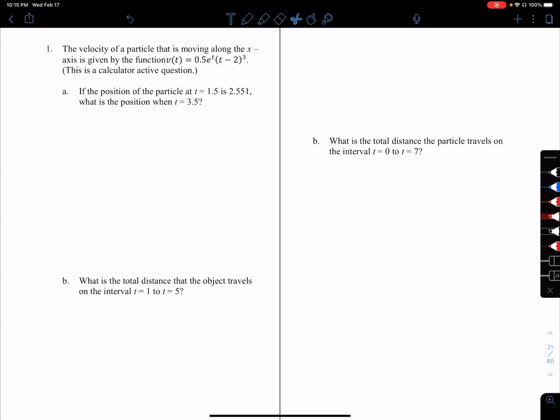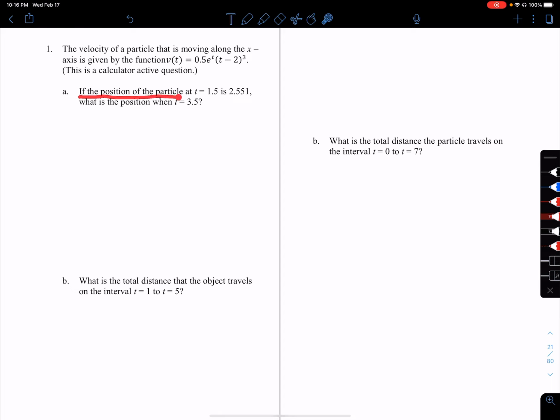AP Calculus AB, we're looking at the fundamental theorem of calculus and particle motion, and this video is going to focus on applying this analytically. The velocity of a particle that is moving along the x-axis is given by the function v of t equals 0.5 e to the t times 2 minus t cubed. This is a calculator active question. At this point, we have no idea how to integrate this. That's why we need our calculator.